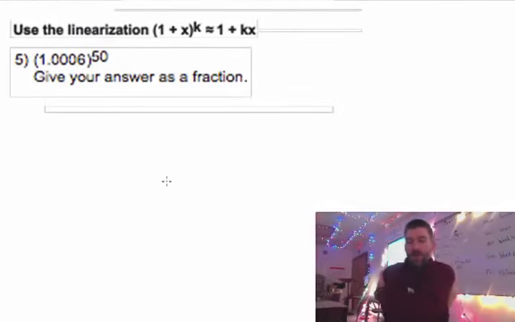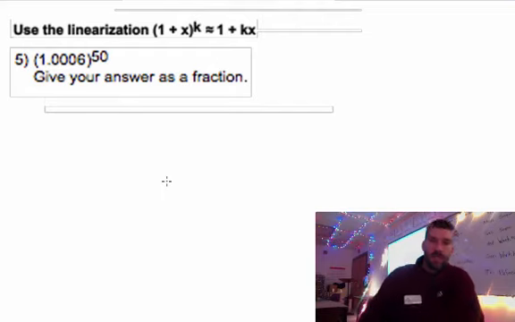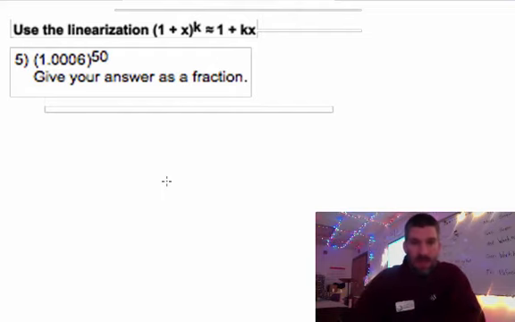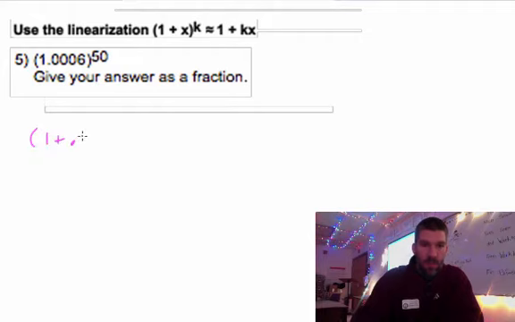Okay, on 5, we want to use linearization to approximate this guy's answer. Sorry about the extra lines here. So what does that look like? Well, I just follow this pattern. It tells me what pattern to follow. And there's not really much calculus-y stuff going on here. I just got to break my problem up into this. So basically what I have is 1 plus 0.0006, whoops, one more 0, 0.0006 to the 50th power.